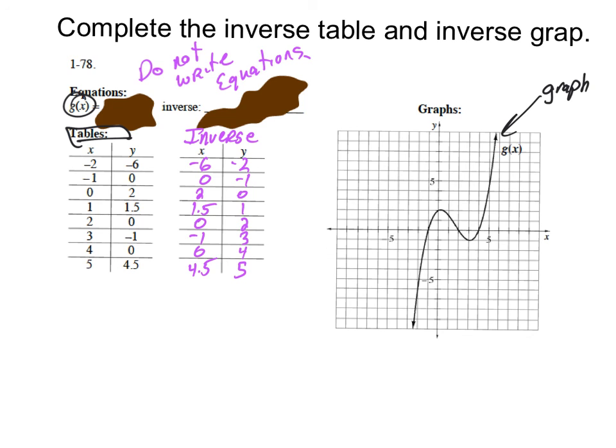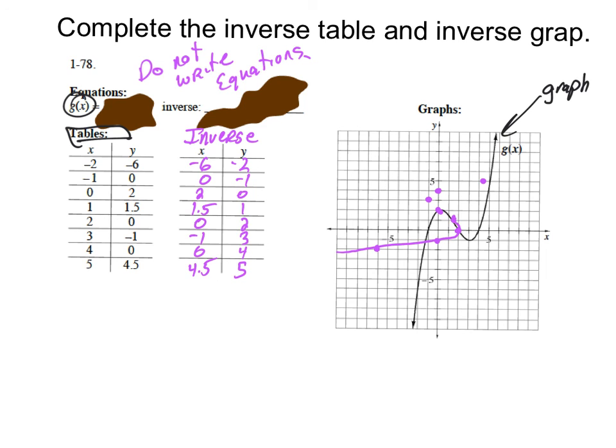Now let's plot those points. -6, -2. 0, -1. 2, 0. 1.5, oops, sorry, 1, 0. 2, -1. 3, 4.04 and 4.55. So here we go. I'm going to give this my best shot.